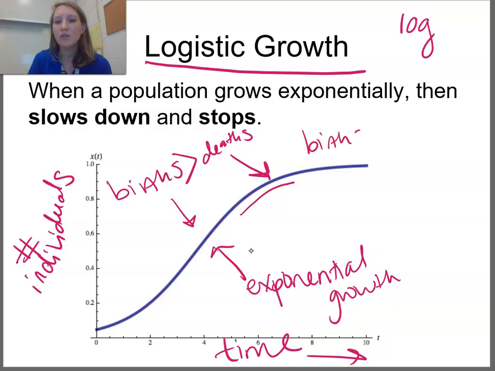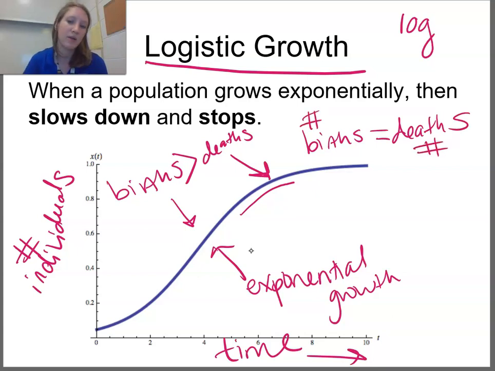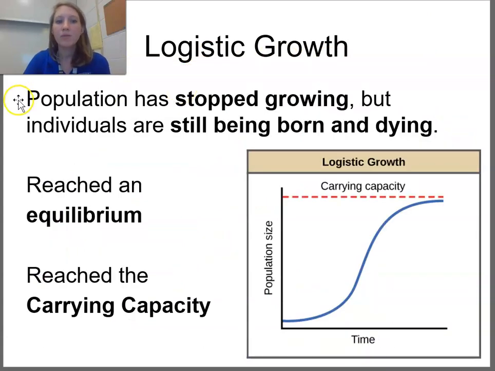Maybe births are starting to equal deaths. The number of births is starting to equal the number of deaths is what I was trying to say. Or it could be something else. There could be lots of limits to growth, lots of things that cause logistic growth. So again, it's when the population has stopped growing, but individuals are still being born and dying. It's just that the rates are equal. It's reached equilibrium, is another way you can say that. It's also reached something called carrying capacity.